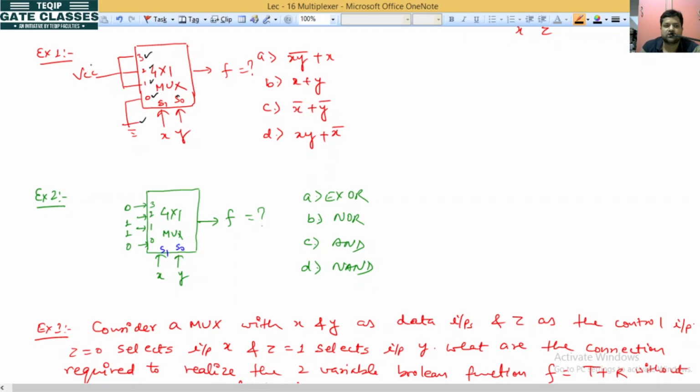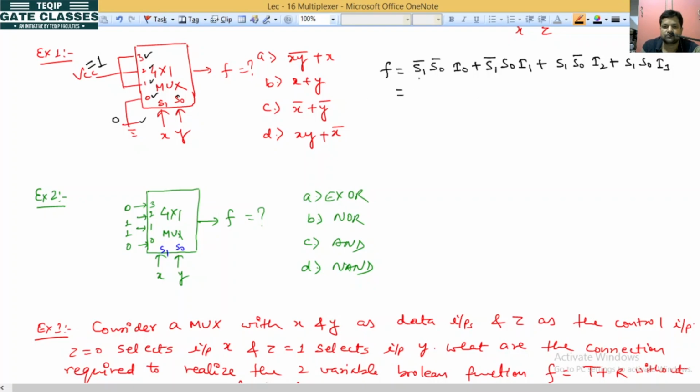Generally by default we are considering positive logic. So in positive logic VCC denotes 1, and ground means 0, okay. It means this one is 1 and this one is 0. So what is the function f equal to? F for a 4 cross 1 mux, we know that it will be S1 bar S0 bar I0 plus S1 bar S0 I1 plus S1 S0 bar I2 plus S1 S0 I3. I told you this in the beginning. Just put all these values.